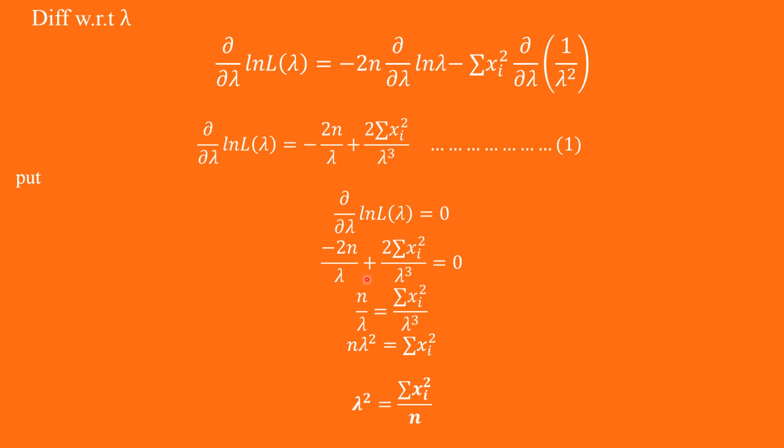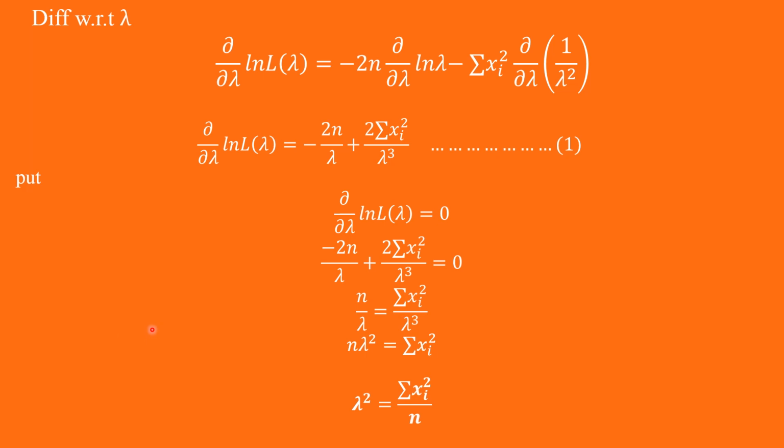Taking the second term to the right hand side and cancelling the factor 2, we have n over lambda is equal to summation xi square over lambda cube. So n lambda square will become summation xi square, and lambda square is equal to summation xi square over n, which is likely to be the estimator for lambda square.